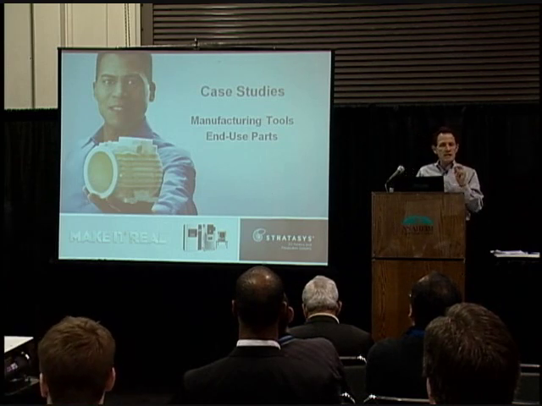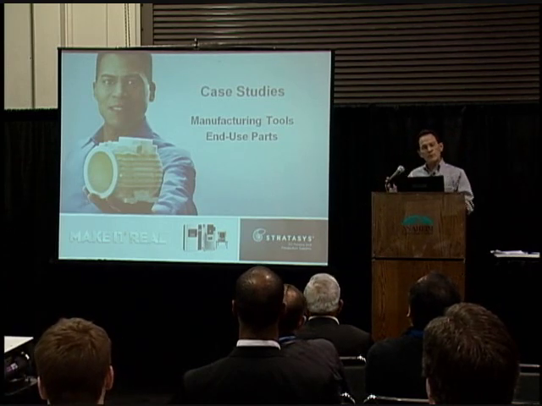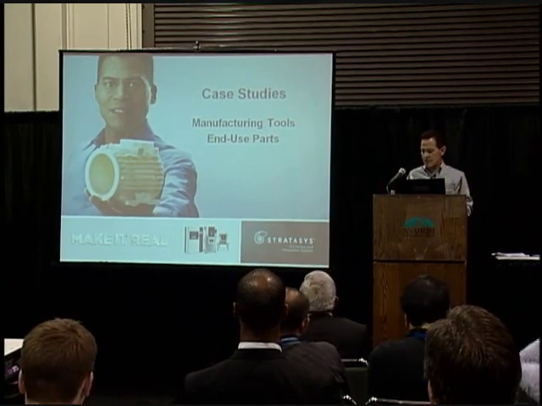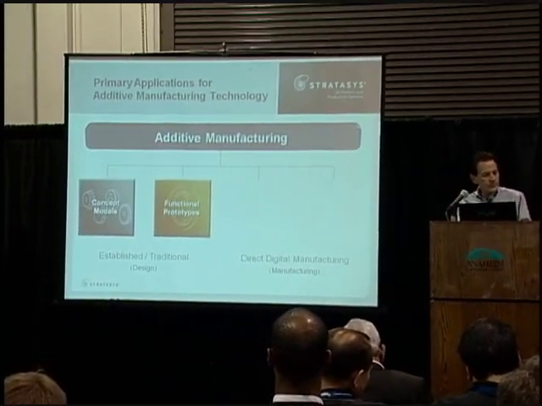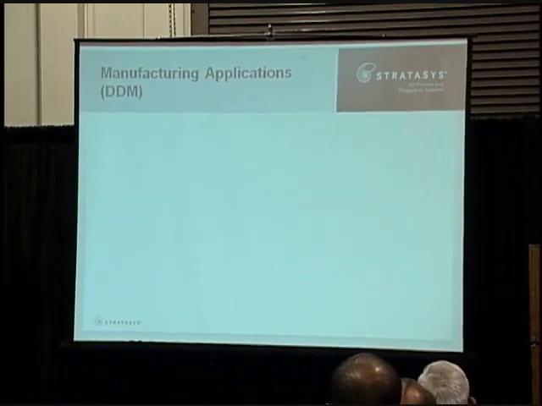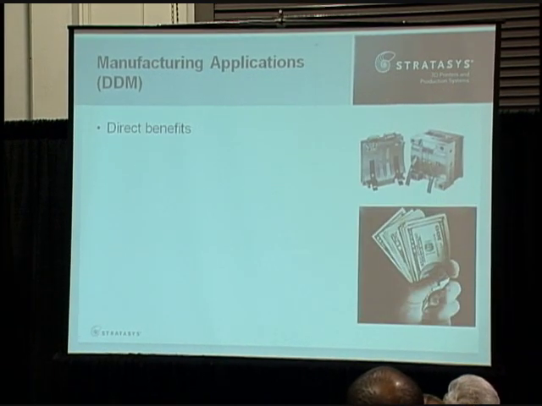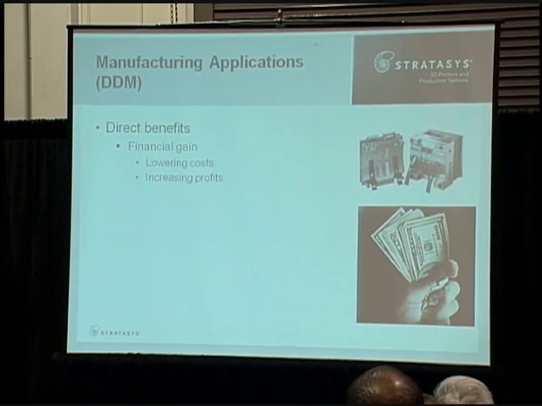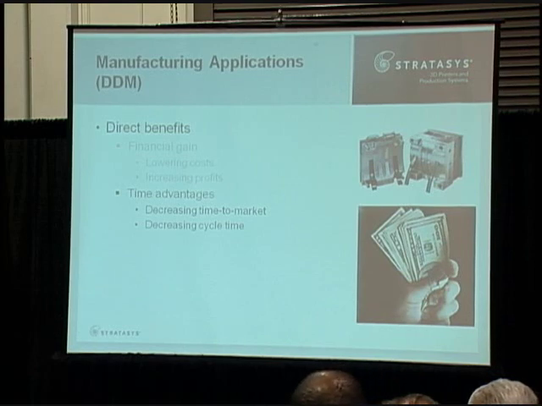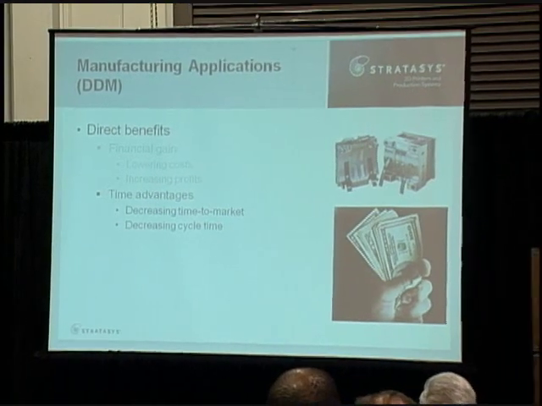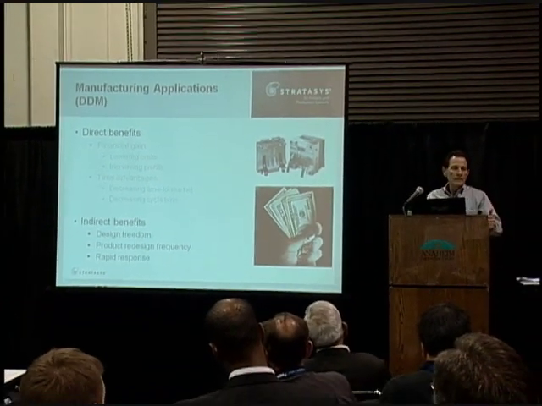Manufacturing tools and end-use parts. Now we're moving into what we call DDM, direct digital manufacturing. Again, concept models, functional prototypes, manufacturing tools, end-use parts. Looking at DDM, some of the direct benefits that you achieve from this are financial gains, lower costs, increased profits. Everybody wants that, but time is money too. We just talked about decreasing that time to market and the cycle time on your whole product.